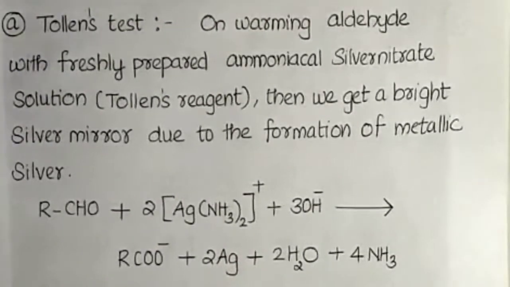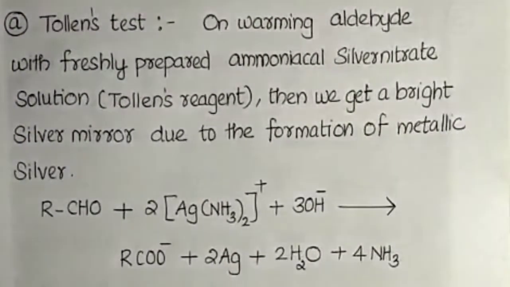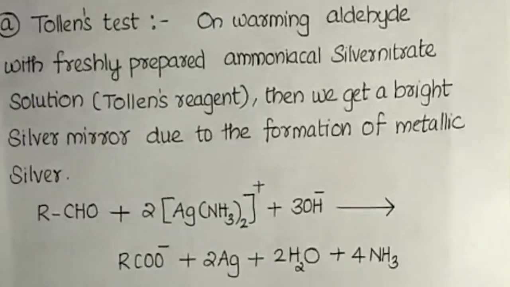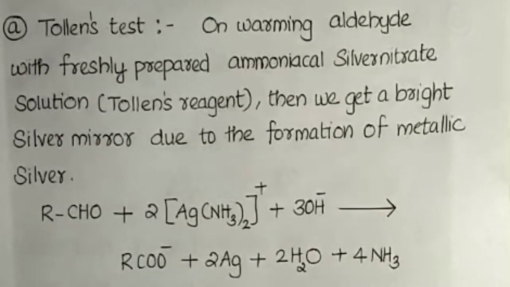So the Tollens test is used to identify aldehydes from ketones. When Tollens reagent is added to aldehydes and heated, we get a bright silver mirror on the inner wall of the test tube. Then we can assign it as an aldehyde.